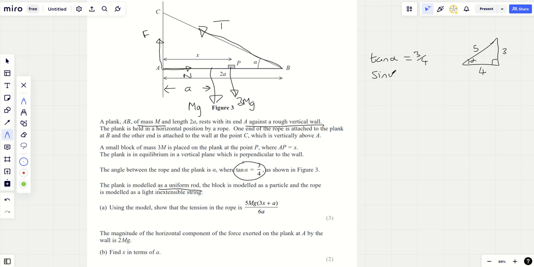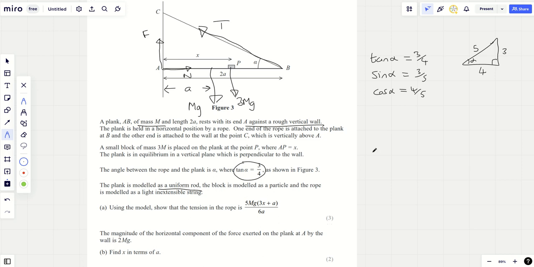And now I can write down what sine alpha is. It's going to be 3/5, and cos alpha is going to be 4/5. This isn't the only type of mechanics question where you need to do that trick, so make sure you can do it. Now, this is all prep before we've even got near to showing this answer.